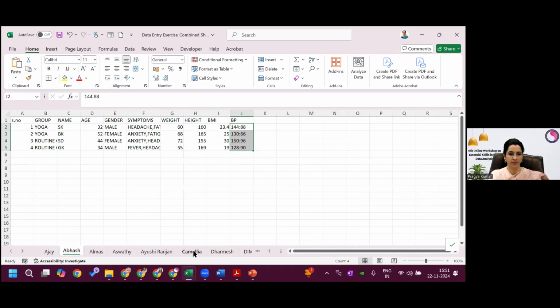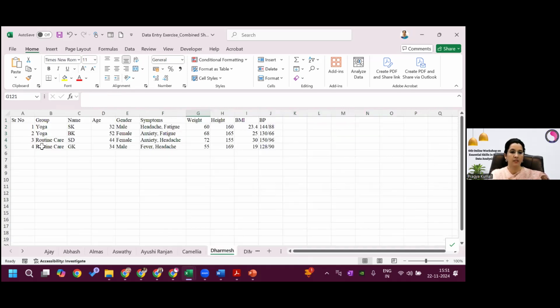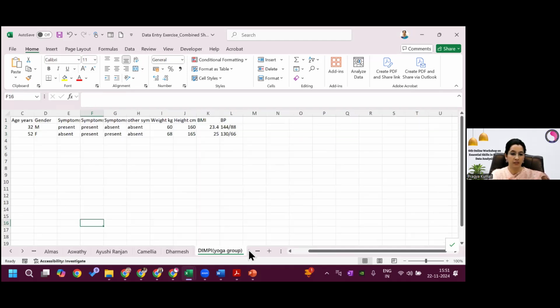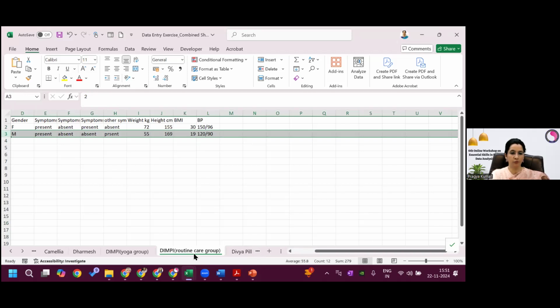Like this. So coming to Dharmesh. Dharmesh has routine and yoga. This is okay. Again, symptoms all in one. That should have been separate. This BP again in one. That should have been separate. Now Dimpy, what she has done, she has entered yoga and routine in 2 sheets. So the yoga group she has made in 1 sheet. The entry is okay except for this BP. And then you can see the routine care group in another sheet. So this is again like 2 teams playing in 2 different playgrounds, because one is in one Excel, and the other group in the other Excel.